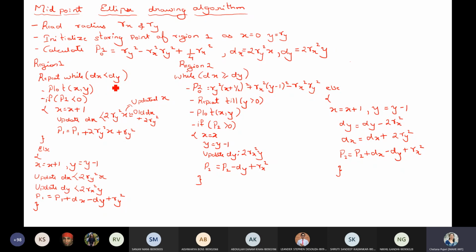So the first condition is with respect to dx and dy. Your dx should be less than dy. Then you are going to plot x and y. What's the x and y value?